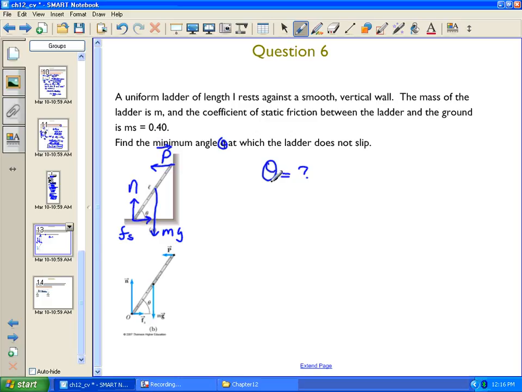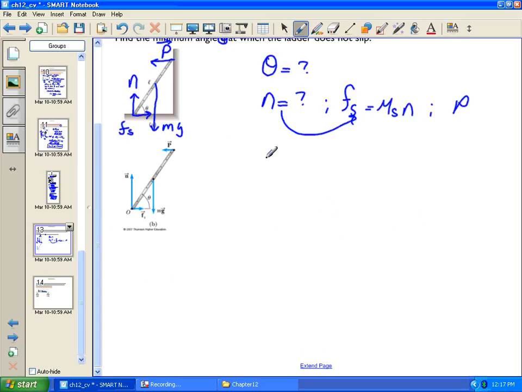So we're asked to determine this angle theta, but notice that we do not know n, and therefore we don't know F sub s, only that it's mu s times n, and we don't know P. So how can we go about getting these? Well, as soon as we know n, we'll know F sub s. So that will be cleared up. We've got theta, n, and P. We're going to use the same three equations used previously, but you'll find that the problem is much easier.